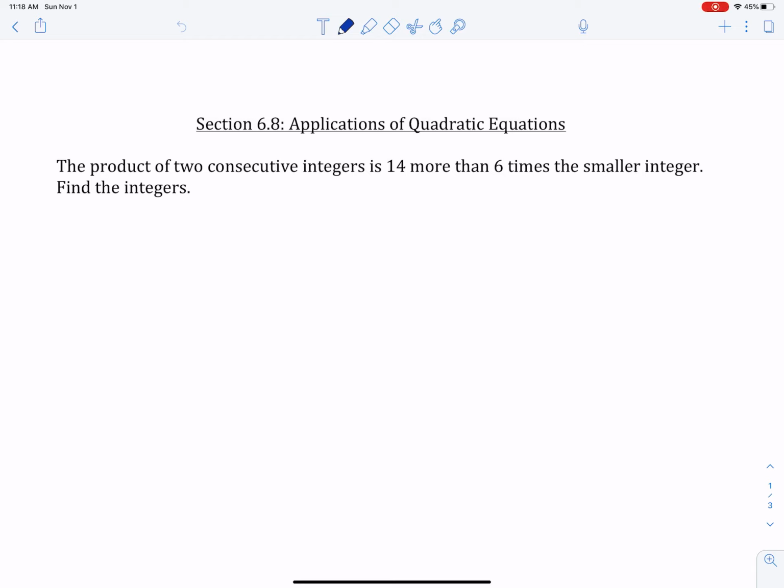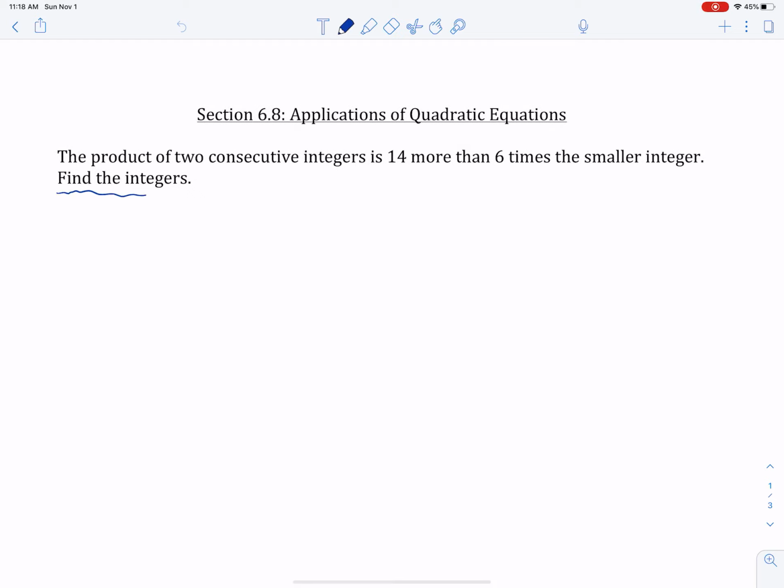Our first problem in section 6.8 reads, the product of two consecutive integers is 14 more than 6 times the smaller integer. Find the integers. I like to think of what this problem's asking me to find, which is integers. In this case, we're looking for two consecutive integers.